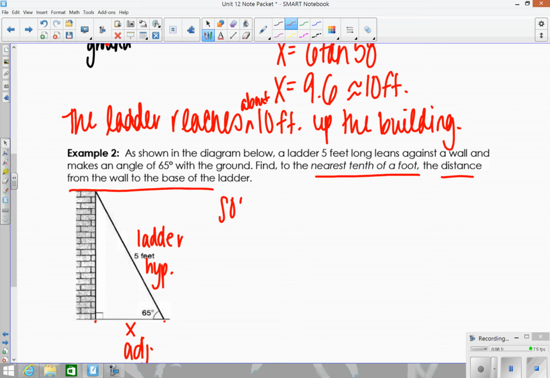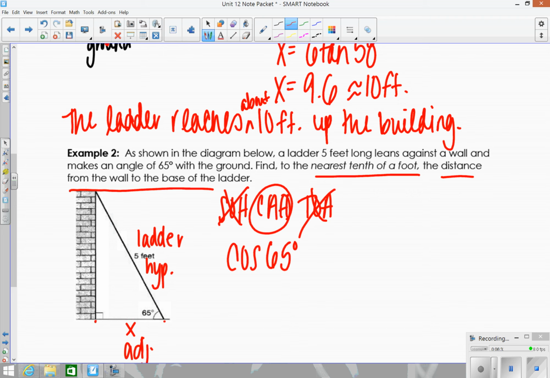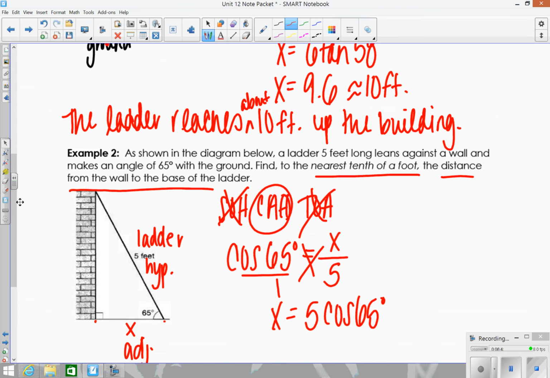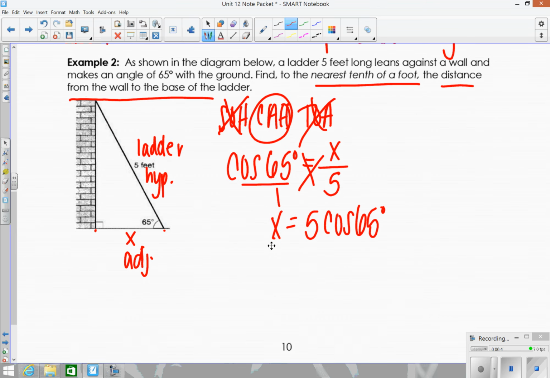So then when I think of this in terms of SOHCAHTOA, I'm going to be using the one with A and H. So I'm going to be using cosine, not opposite. So cosine of 65 equals adjacent, which is x, over 5. Put that over 1, cross multiply. So we get to the nearest tenth, we get x equals 2.1 feet.